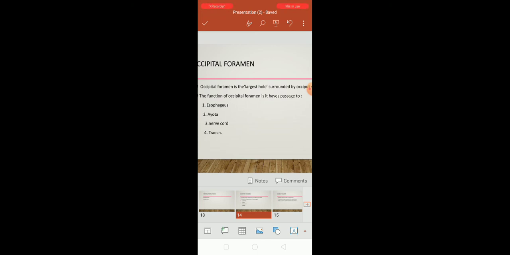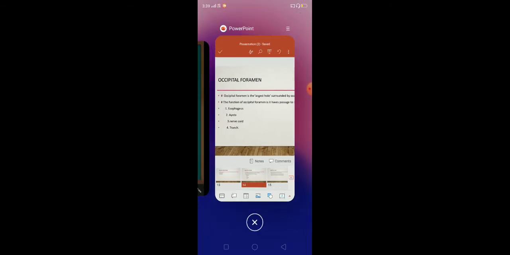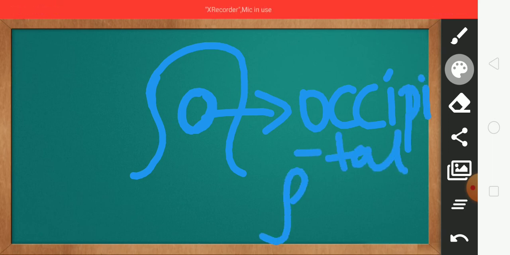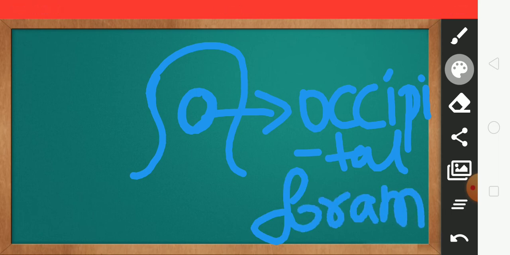Occipital foramen is the largest hole surrounded by occiput sclerite. I'll show the dorsal and ventral view. This is our cockroach head. This is our ventral part and a large hole. This is our occipital foramen. Okay, let's go and see the functions of occipital foramen.